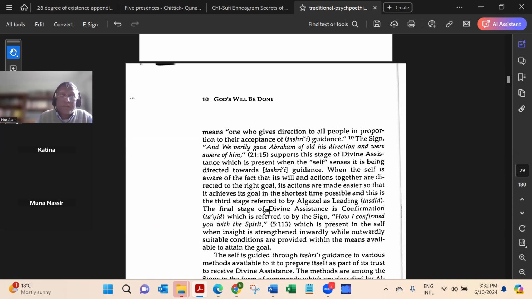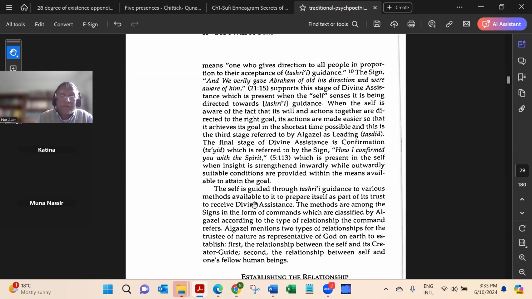And then the last paragraph: the self is guided through Tashri'i guidance to various methods available to prepare itself, as a part of its trust, to receive divine assistance. The methods are among the signs in the form of commands, which are classified by Al-Ghazali according to the type of relationship the command refers. Al-Ghazali mentions two types of relationships for the trustee of nature as representative of God on earth to establish. First, the relationship between self and its creator guide, and the second, the relationship between self and one's fellow human beings.